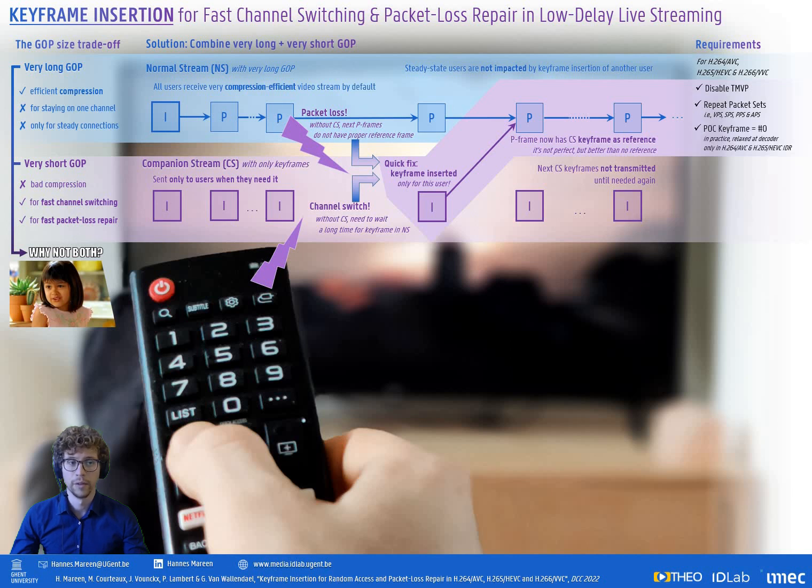And third, the frame number of a keyframe should be 0 in some standards, and thus the companion stream keyframes should be synchronized with the normal stream. In practice, this restriction can be relaxed because many decoders are able to deduce the right reference frame numbering anyway.